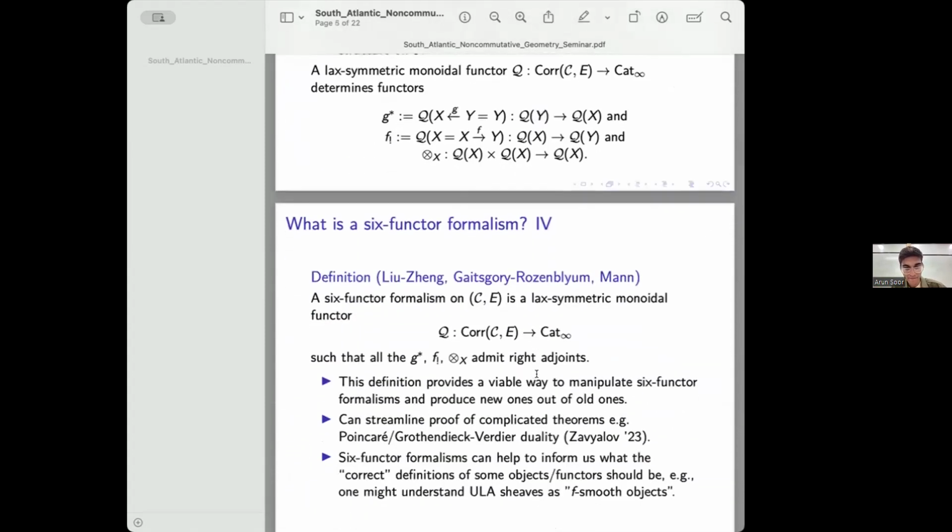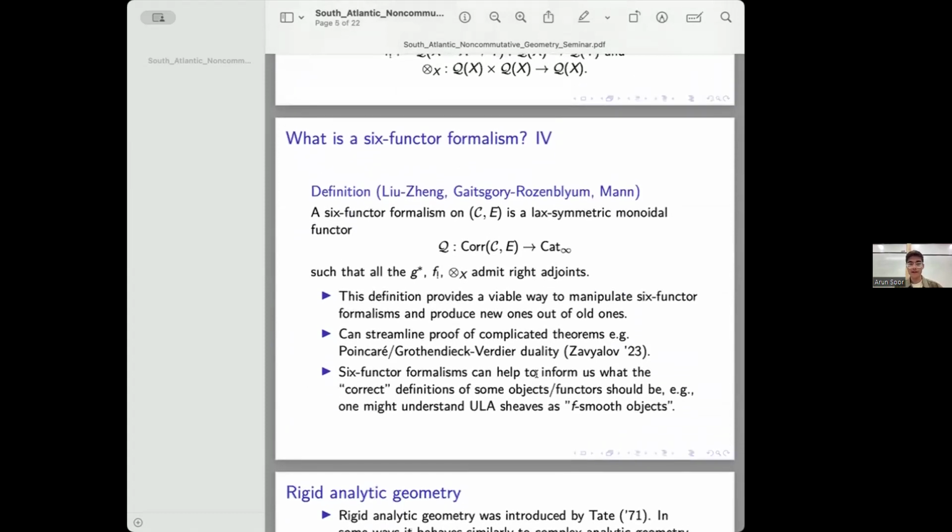So the definition of a six-functor formalism, which is due to Liu, Zheng, Gaitsgory, Rozenblyum, and Lucas Mann, is that a six-functor formalism on this geometric setup (C, E) is defined to be a lax symmetric monoidal functor Q from the category of correspondences to the category of infinity categories, such that all of these functors, the G upper star, the F lower star, and the tensor product, admit right adjoints.